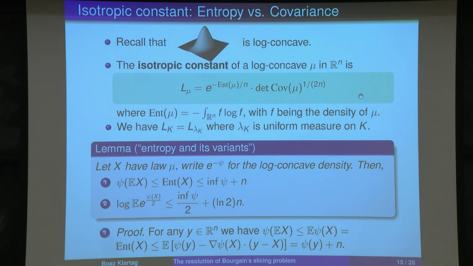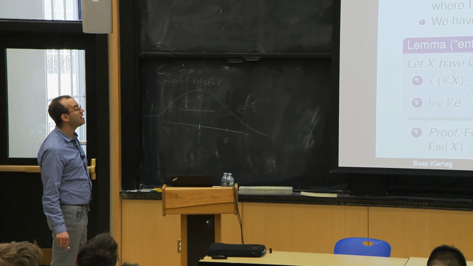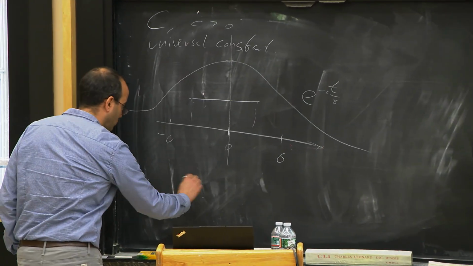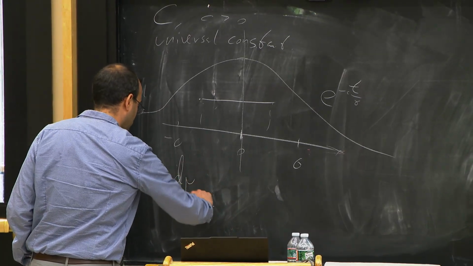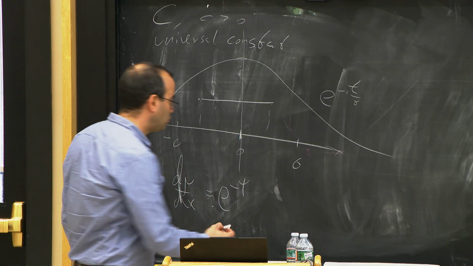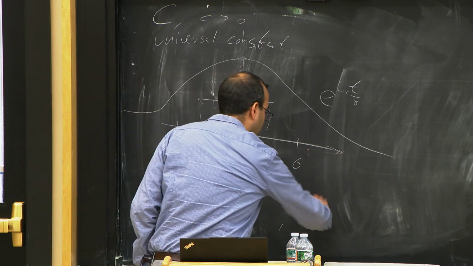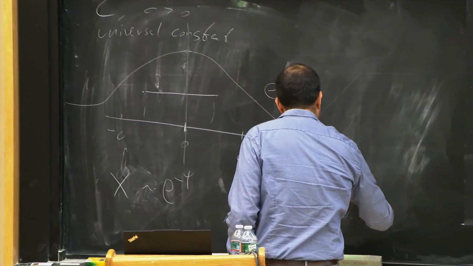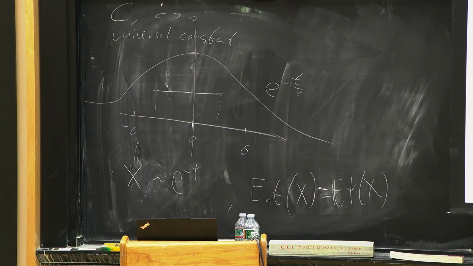Now, entropy. What's the entropy in the log-concave case? The entropy in the log-concave case is a very well-behaved object. Suppose that the law of mu has density e to the minus psi. Then the entropy of mu is the expectation of psi. So if you want, the entropy is a typical value of the function psi under this log-concave distribution.